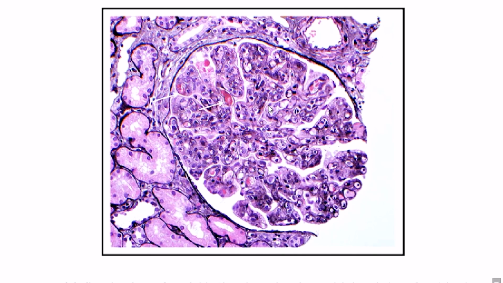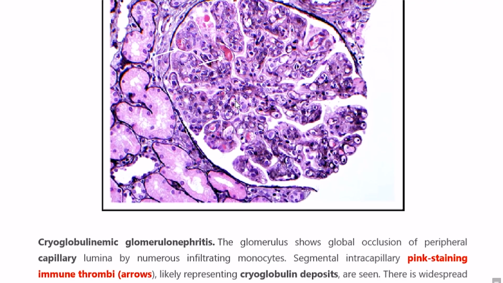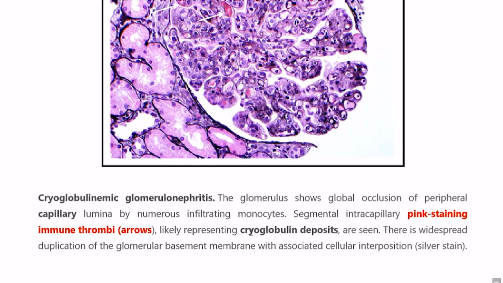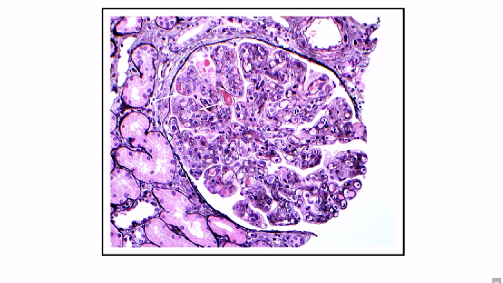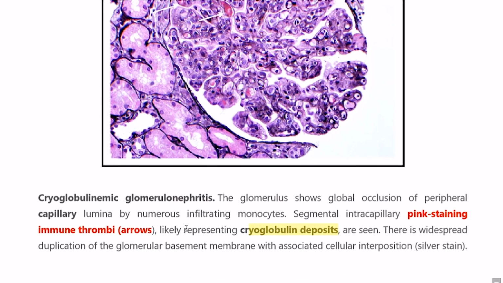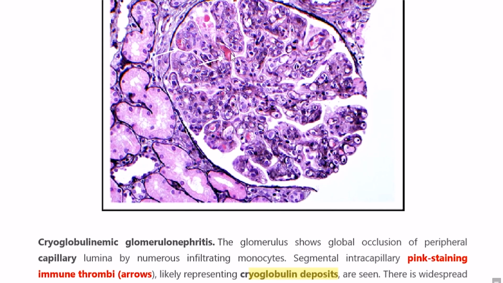Sometimes in your scenarios, photographs of the renal biopsy are also given. So you must identify this pink staining thrombi as nothing but the cryoglobulin deposits. Once again, there is widespread duplication of the glomerular basement membrane with cellular interposition. But we learned that cryoglobulinemia can present with MCGN, the mesangiocapillary glomerulonephritis, and the type 2 is strongly associated with cryoglobulinemic nephritis. One important point is the pink staining immune thrombi.